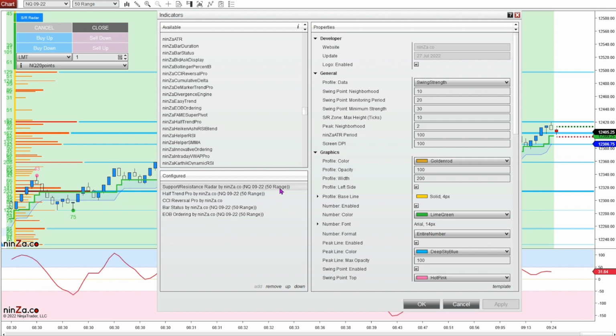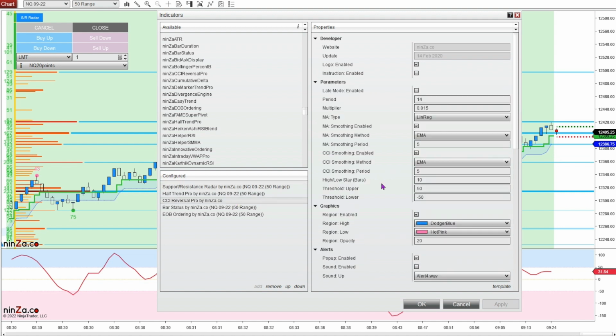I've left everything basically the same as it is out of the box. The only thing I changed on the CCI reversal, I changed this threshold, which is these shaded areas on the CCI, the blue and the pink. I believe it comes with 150 and minus 150. I've taken it down to 50 and negative 50, so we get some more signals. When you put that on your chart, you just want to see what works best for the market you trade and the time frame that you're trading.